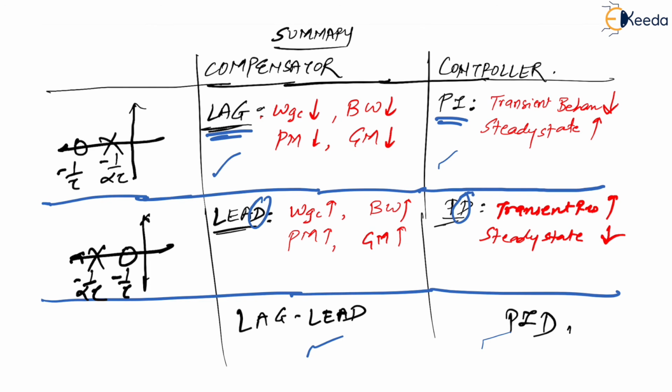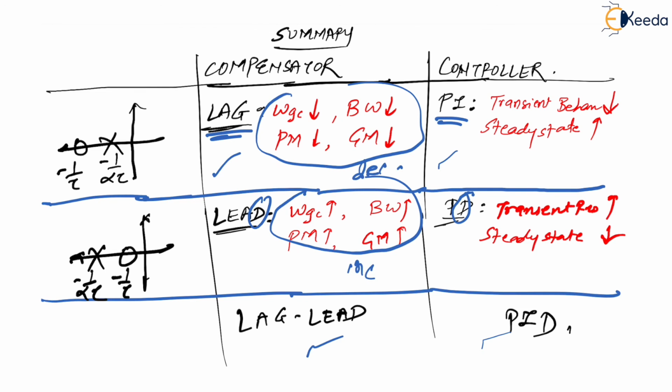And another thing, if you observe what has happened, in case of lag, everything is decreasing, whereas in case of lead, everything is increasing. So you please take a screenshot of this. This is very, very important. Only based on this particular summary, we can solve almost 90 to 95% of the problems.